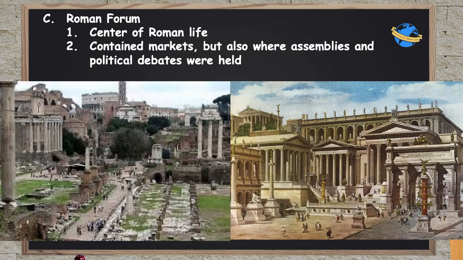The Forum, as you can see what it looks like here today, or what it would look like in its prime, was an area that contained markets for shopping, but it was also where the assemblies were held and political debates were held, so that everyone could participate and fully see what was going on in their government while getting their daily shopping needs met.